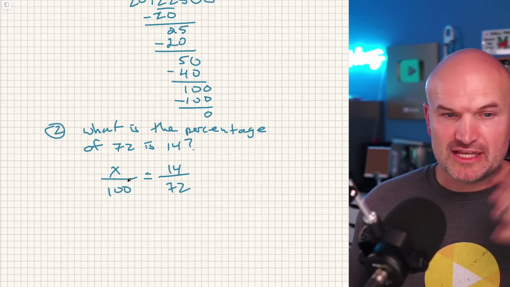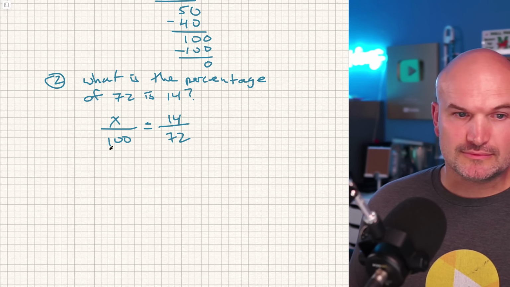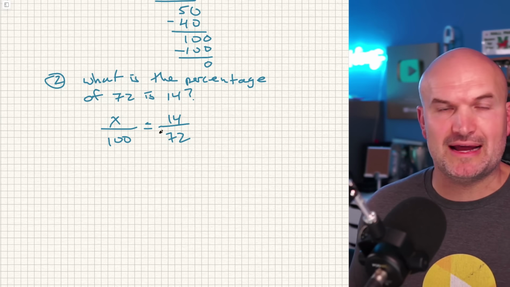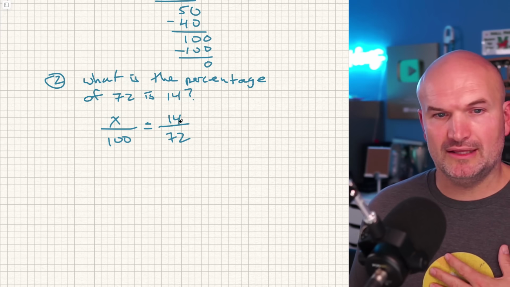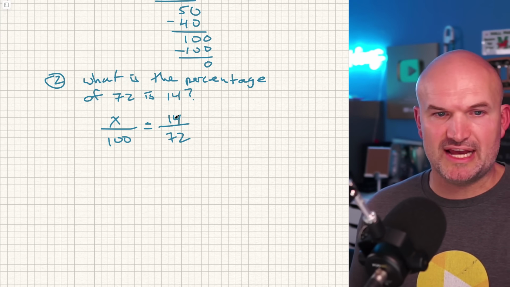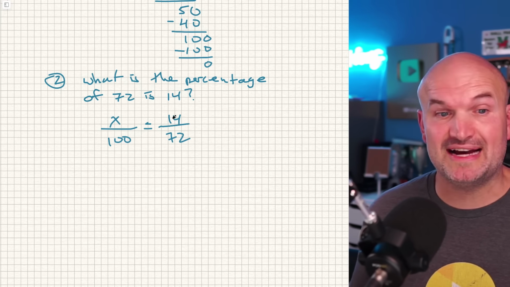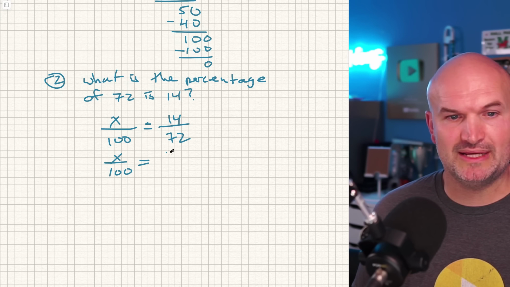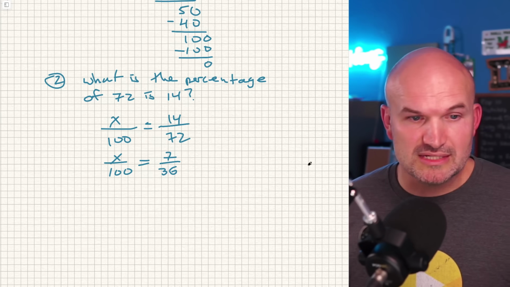So again, just like we looked at in the previous problems, I don't want to apply the cross product. I don't want to multiply by 72 and then divide by 100 until I can start simplifying things. So I want to say, all right, looking up here, how can I reduce a 14 and a 72? I recognize they're both even, so I know I can divide them by 2. So let's rewrite this as x over 100 equals 7 over 36. Seems pretty good to me.